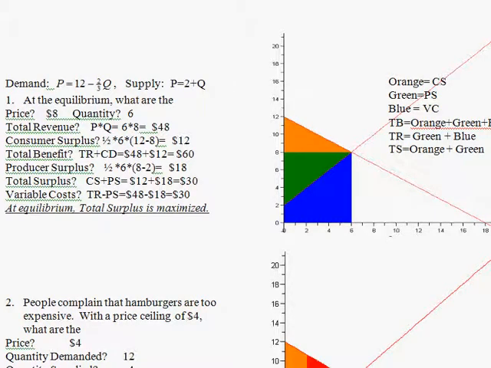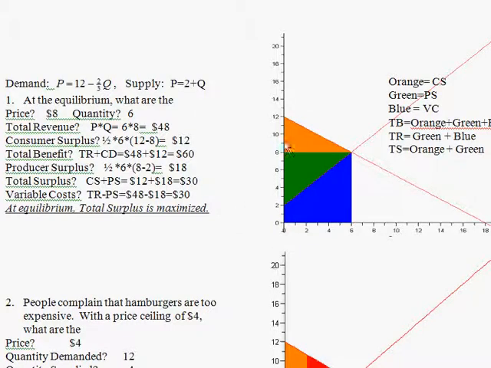All right, in demand, consumer surplus, producer surplus videos, D1, D2, and E, we were looking at these two equations: price equals 12 minus 2/3 Q, and supply is price equals 2 plus Q. We looked at what happens if we are allowed to get to the equilibrium price and quantity of $8.06, and we calculated all these measures: total revenue, consumer surplus, total benefit, producer surplus, and variable costs.